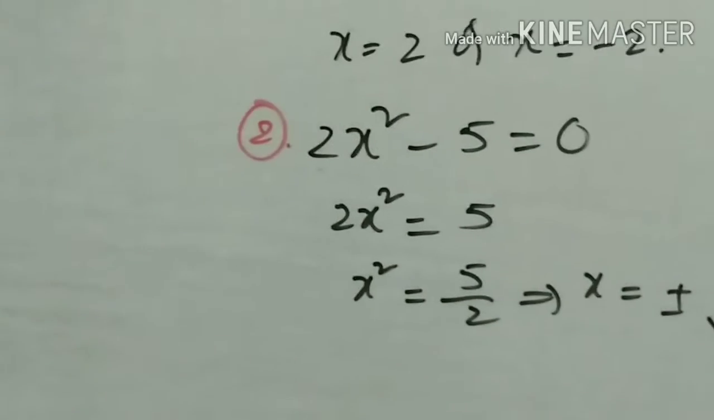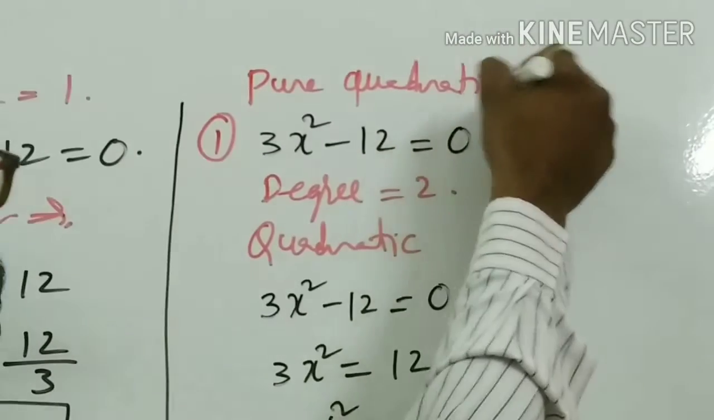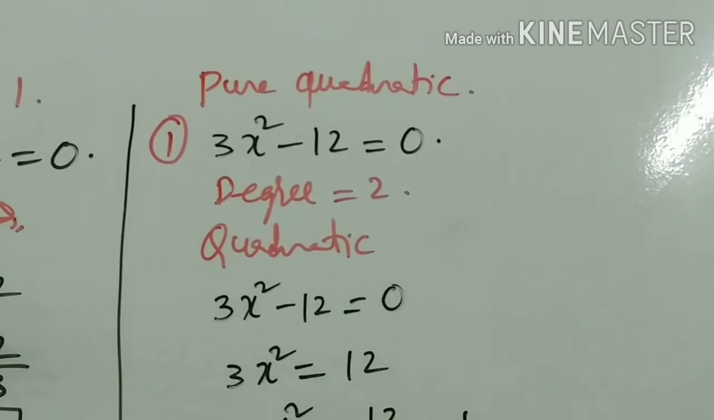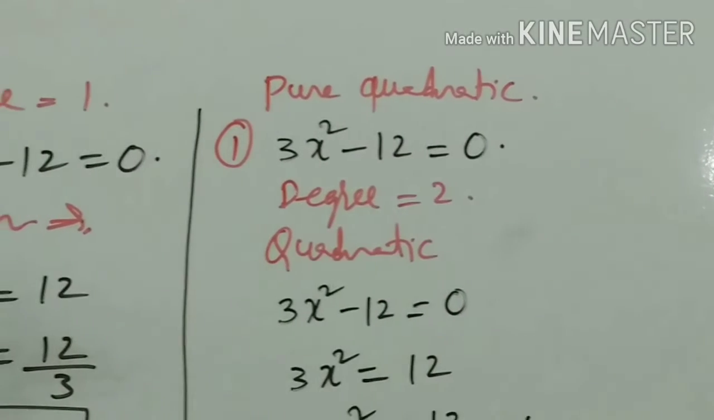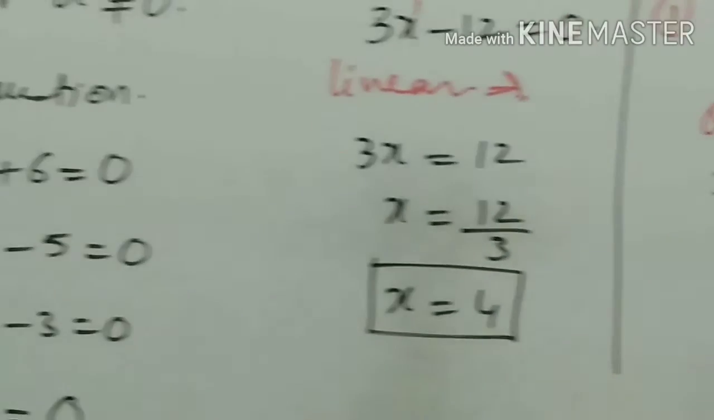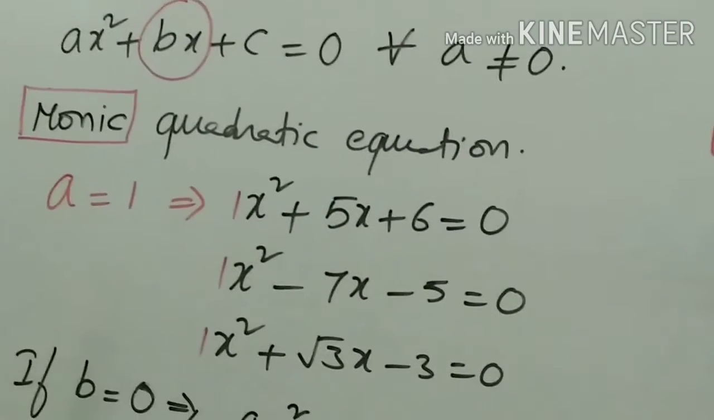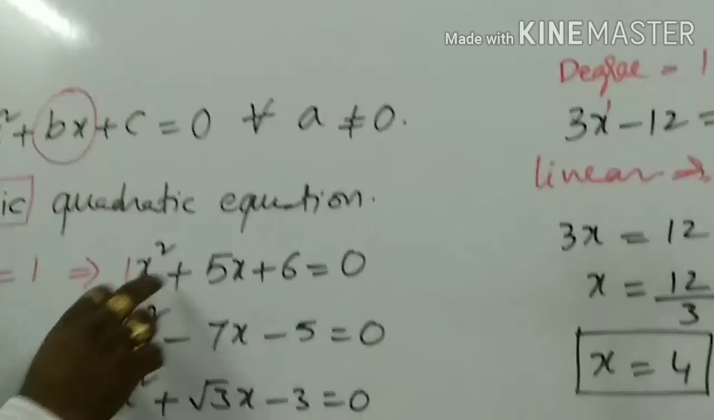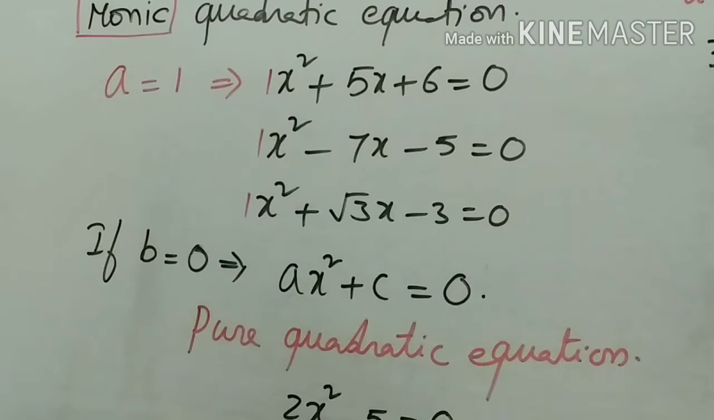When it is a pure quadratic equation, what type of quadratic equations are they? In pure quadratic equations, the x coefficient is 0, so only x square and a constant will be there. Directly we can solve. Whereas it is not possible for a monic quadratic equation or a general quadratic equation. It is not possible to solve directly, for example x square plus 5x plus 6 is equal to 0. We cannot solve directly.